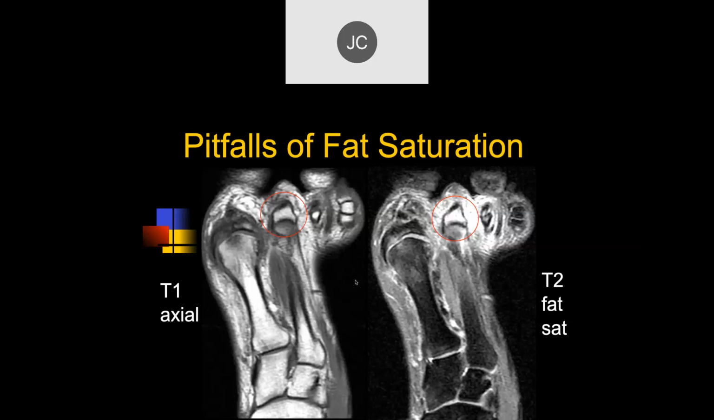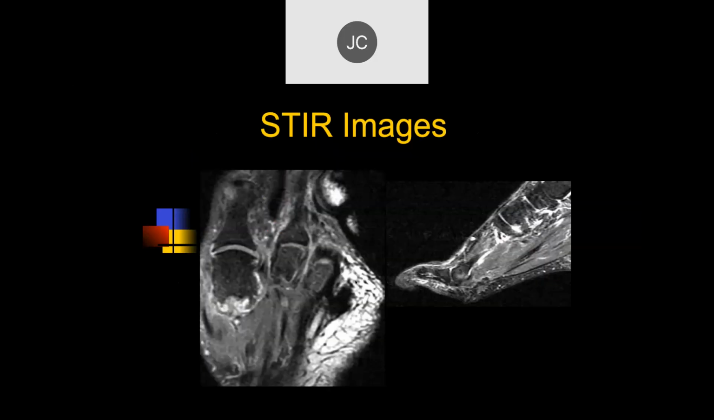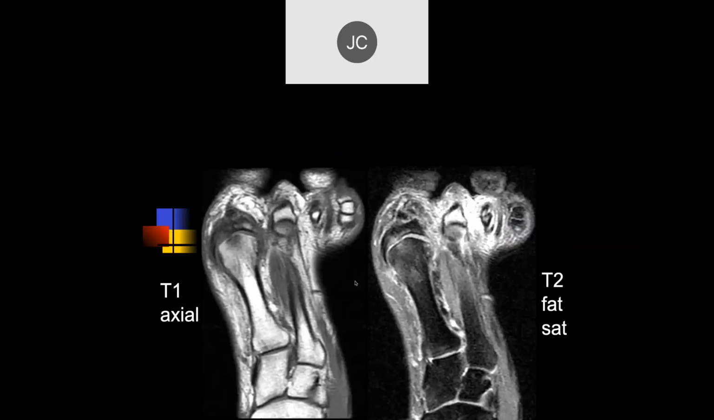Okay. How about a STIR sequence? Sure. There's a STIR sequence. Yeah, that looks normal. So what happened? Maybe incomplete fat saturation. Exactly. It's failure of fat sat. And you see that all the time in the toes. And so this is something where you have to be careful.